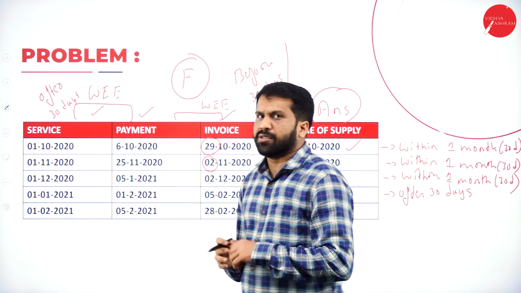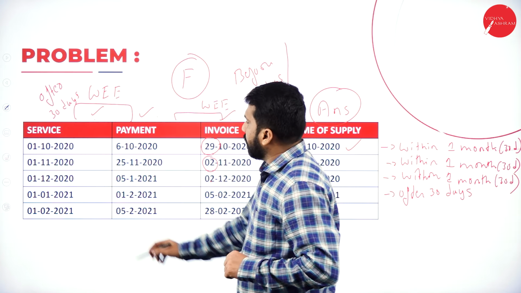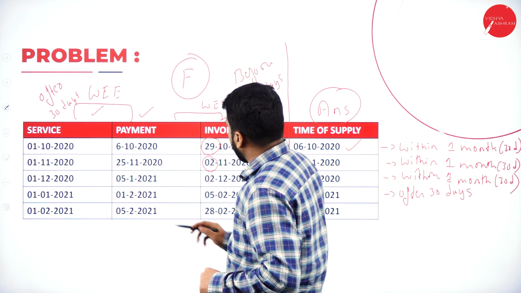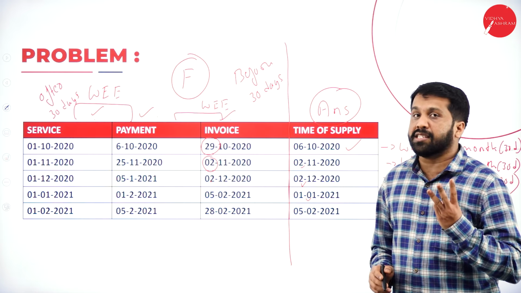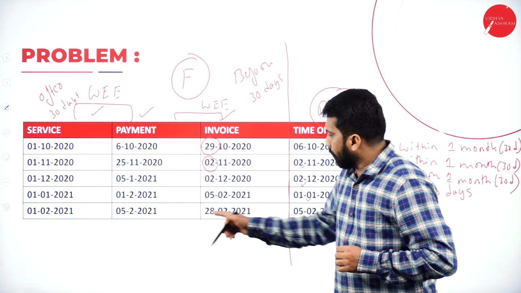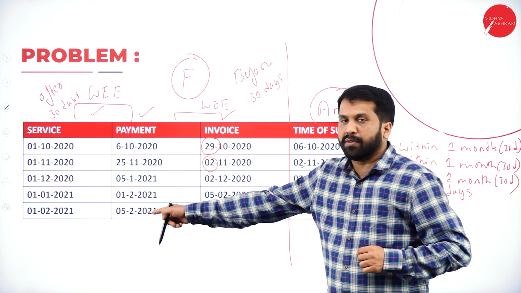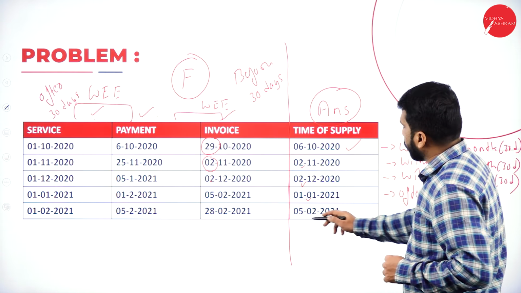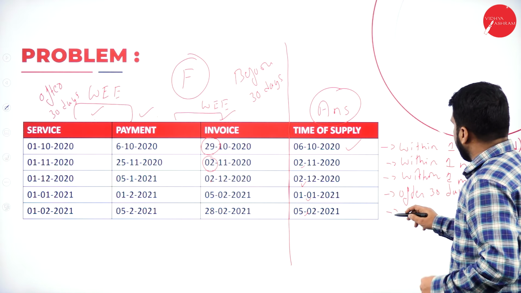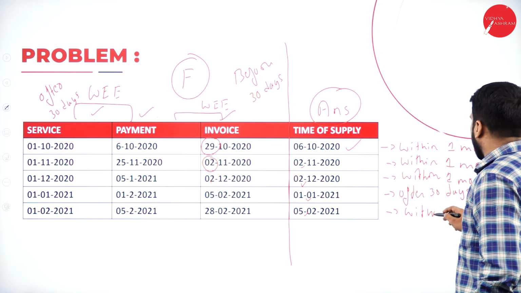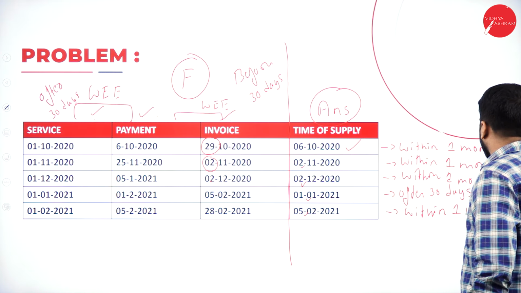After 30 days, we'll go for the last one. 1st February it happened, but 28 within 30 days invoice is made. So out of this, whichever is earlier, 28 or 5th February. 5th February is earlier. So go for 5th February in this, within 1 month.